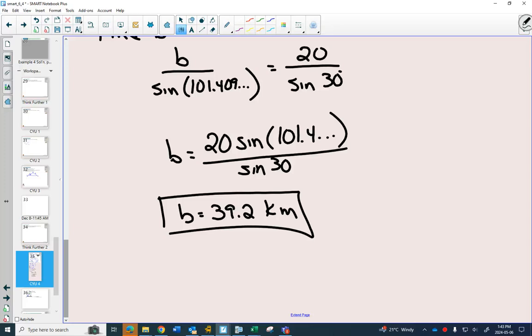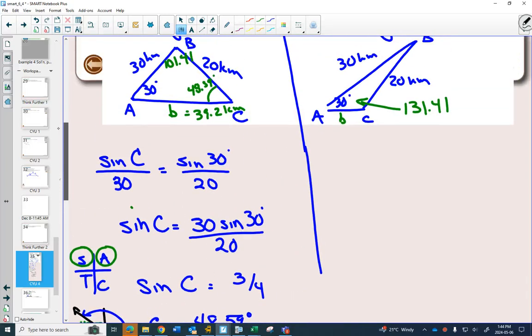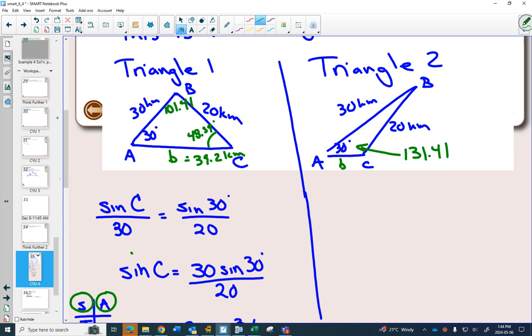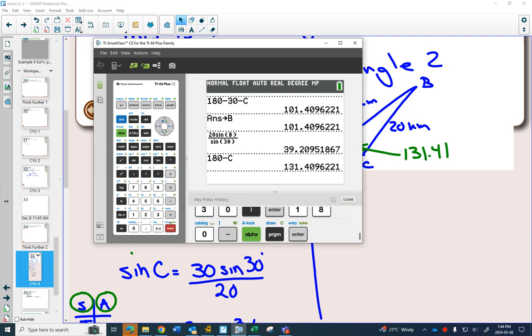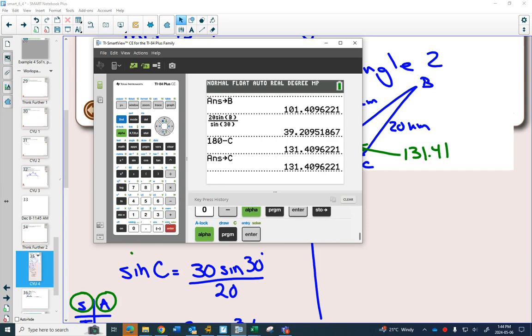Now we have to do the same thing on triangle number 2. So I'm going to scroll back up. On triangle number 2, angle C was the 131.41. I'm going to go back to my calculator. I'm going to do 180 minus C. That's my new angle C. And so I'm going to store this over top of the old angle C. So now I have an angle C as 131.41.